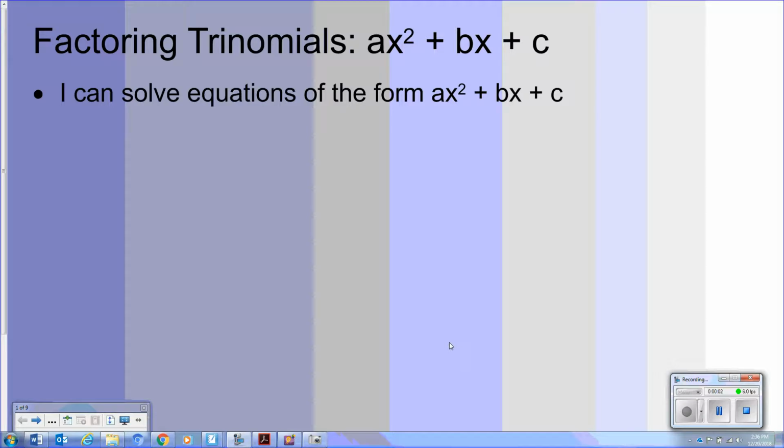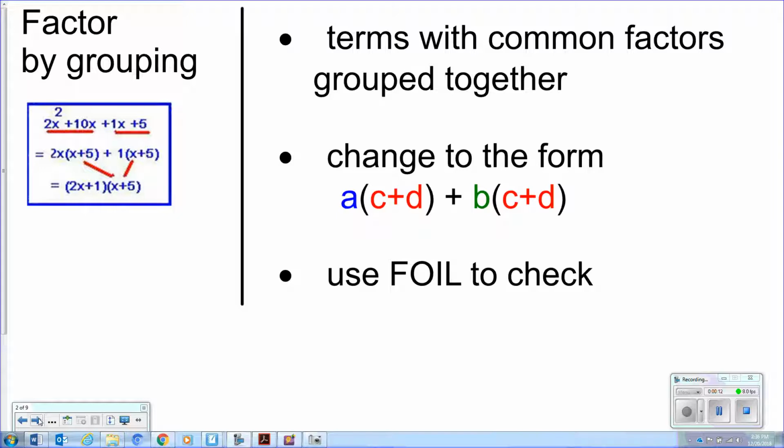In this lesson, we'll be factoring trinomials. At the end of the lesson, you should be able to solve equations in the form of ax squared plus bx plus c. So factor by grouping, remember, means the terms with common factors are grouped together, and then we change it to the form a times (c plus d) plus b times (c plus d). So the (c plus d) has to be the same. And then we distribute to check and make sure.